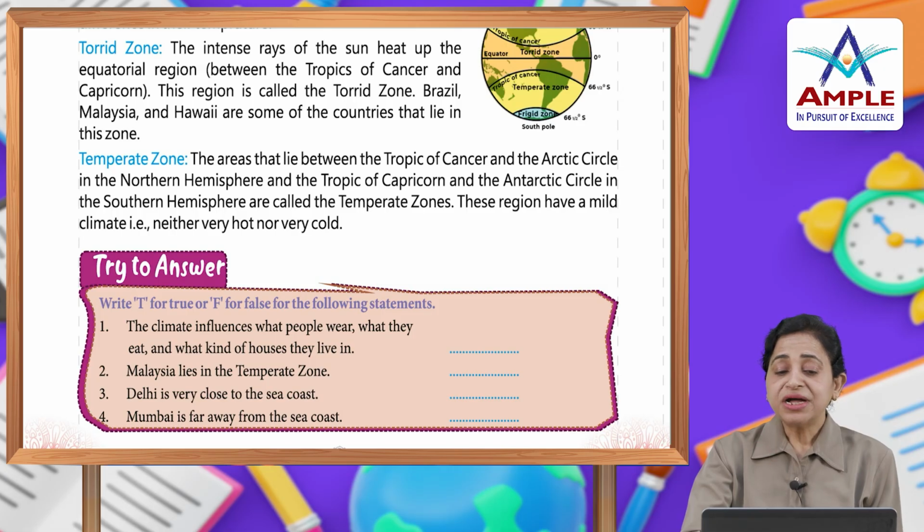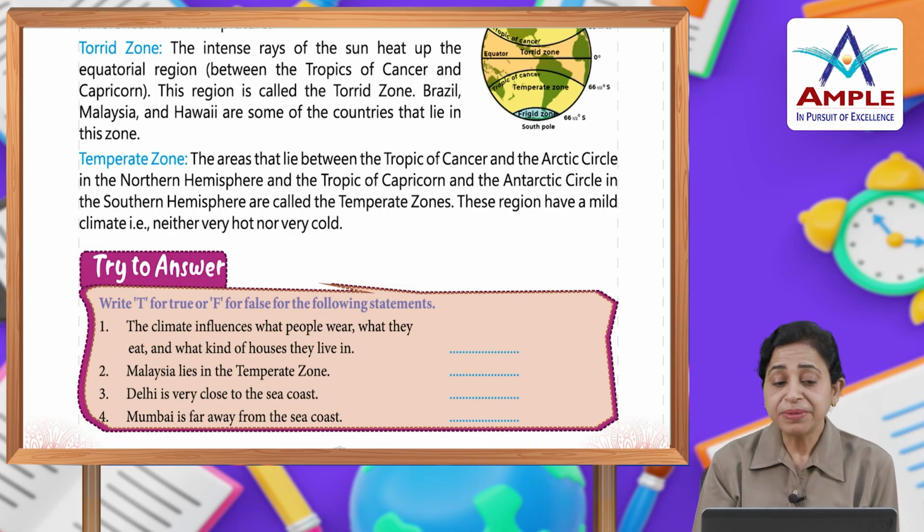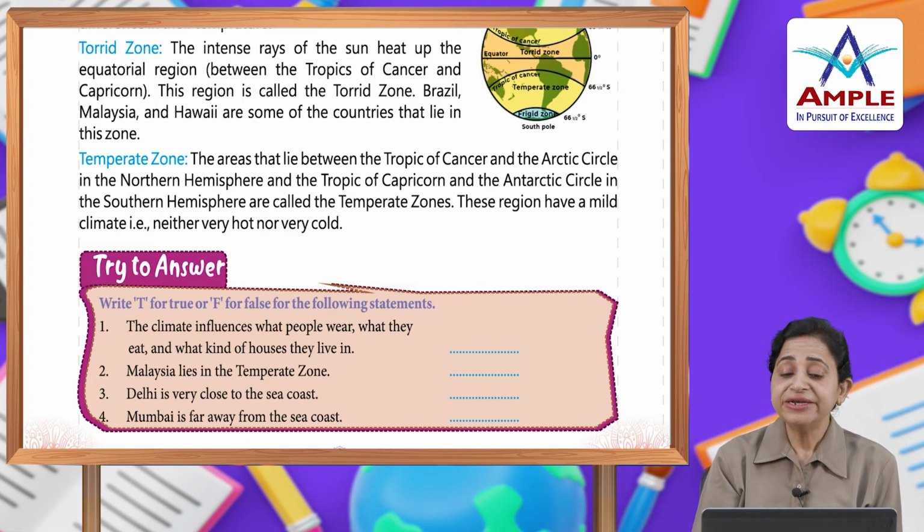Torrid zone: the intense rays of the sun heat up the equatorial region between the Tropics of Cancer and Capricorn. This region is called the torrid zone. Brazil, Malaysia and Hawaii are some of the countries that lie in this zone.